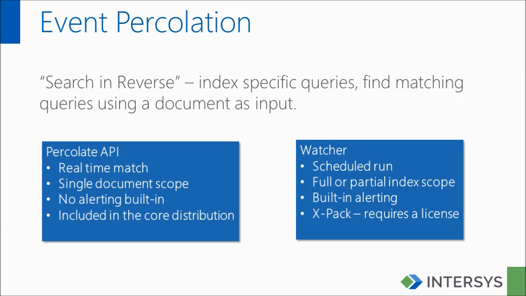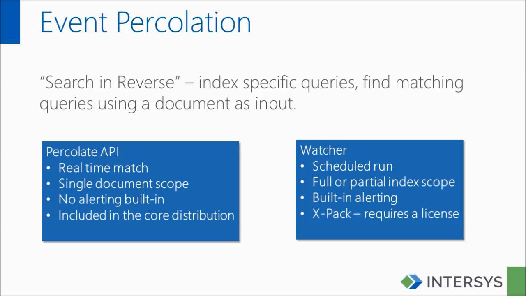So the next thing that a lot of people don't know about is event percolation. So I will show you a little bit about this. And so the idea behind event percolation is search in reverse. So in this case, instead of indexing documents and then running queries against them, what we're doing is we're indexing queries, and then we're playing documents against them to see if it matches any of the queries. So you might have a bunch of different queries that are indexed, and you will percolate a document and see which queries it matched, and then you can do something based on the outcome of that.